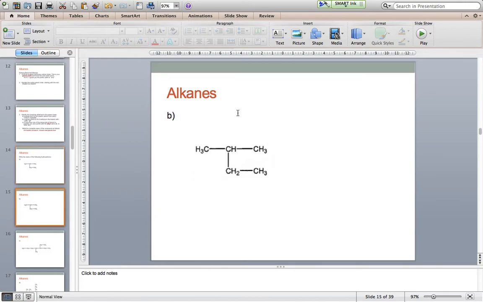All right, let's move on to the next example. Apparently, this second slide, example B, is the exact same, so hopefully you will know that the name of the compound is 2-methyl butane. So we'll move on to C. My apologies for that one.